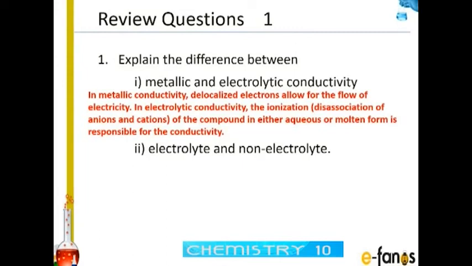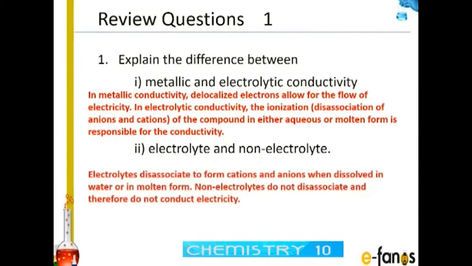Part 2. Explain the difference between electrolytes and non-electrolytes. So electrolytes dissociate to form cations and anions when dissolved in water or in their molten form, and non-electrolytes do not dissociate and therefore do not conduct electricity. So electrolytes conduct electricity because of their cations and anions, and non-electrolytes will not conduct electricity because they do not form ions.